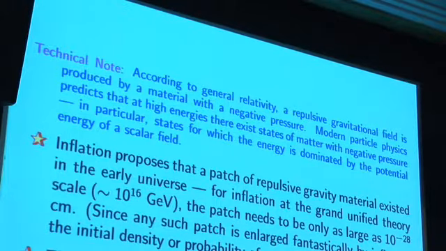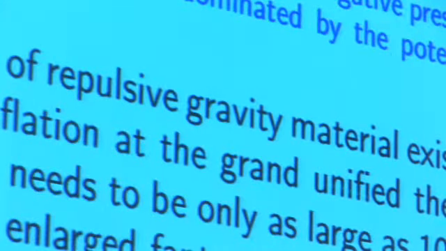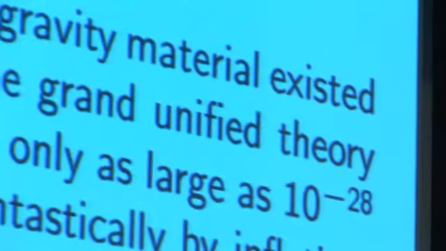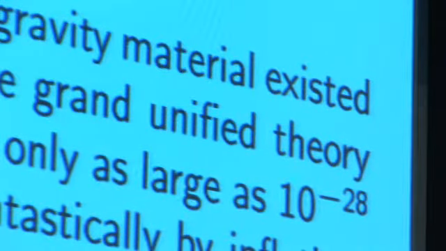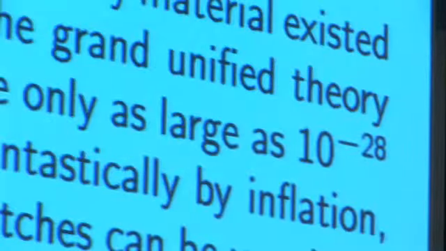So inflation proposes that at least a patch of this repulsive gravity material, this negative pressure material, existed in the early universe. It doesn't have to fill the early universe. It just has to have a patch of it. And we don't really know what energy scale inflation happened at, but a likely place at which it might have happened is at the scale of grand unified theories. And just to give you some sample numbers, I will use grand unified theories for my sample numbers. So if inflation happened at the scale of grand unified theories, this initial patch can be unbelievably small. It could be only about 10 to the minus 28 centimeters across. And that's enough to produce our universe from it. And it can be in the midst of a bigger space. It does not have to fill the space.